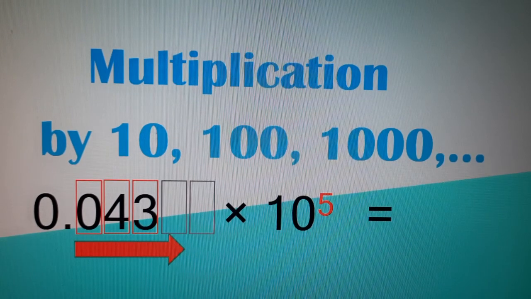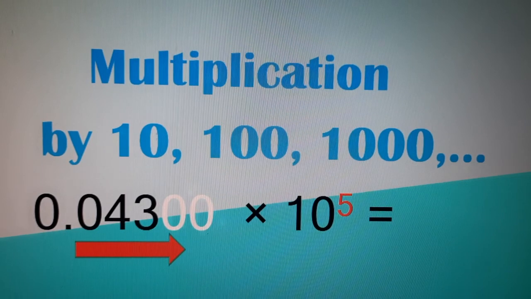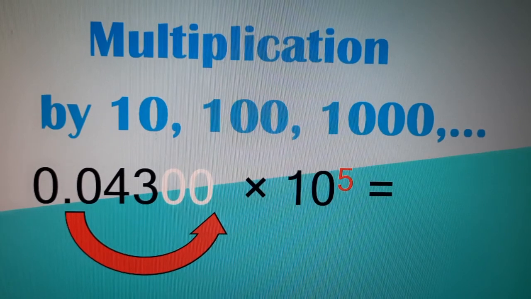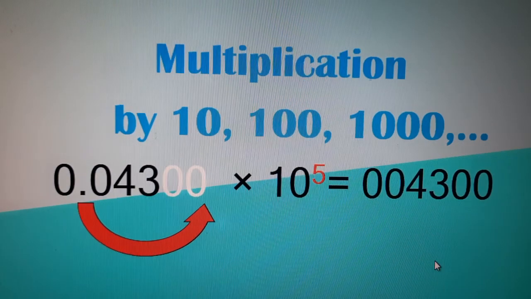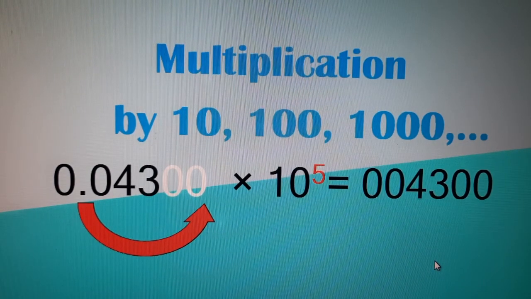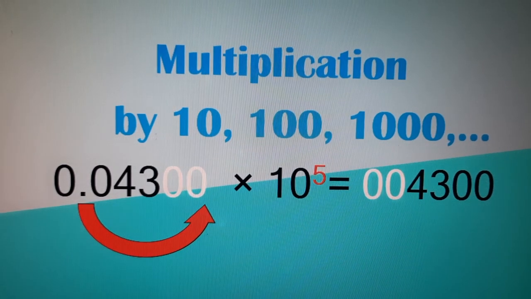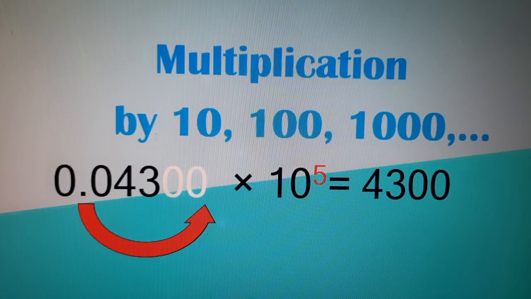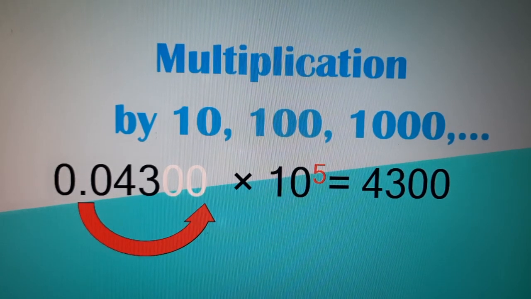And we need 2 more digits. Then we can write 2 zeros at the end. Now we can move the decimal point 5 places to the right. Then we get this number 0,04300. Then we can ignore these 2 zeros. Then the final answer is 4300. By using this method, you can multiply any decimal by a power of 10 very easily.